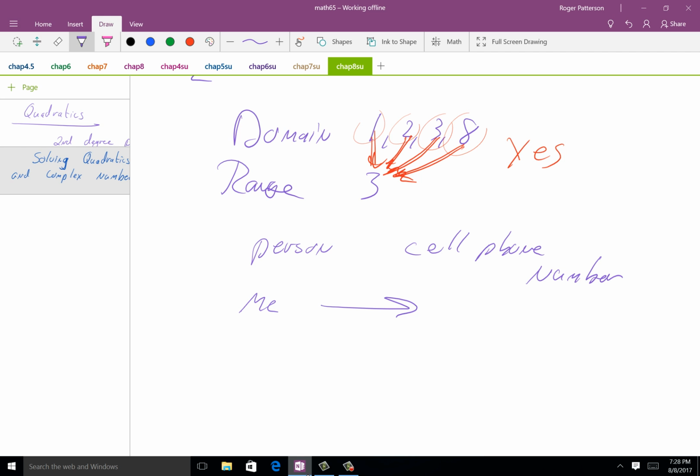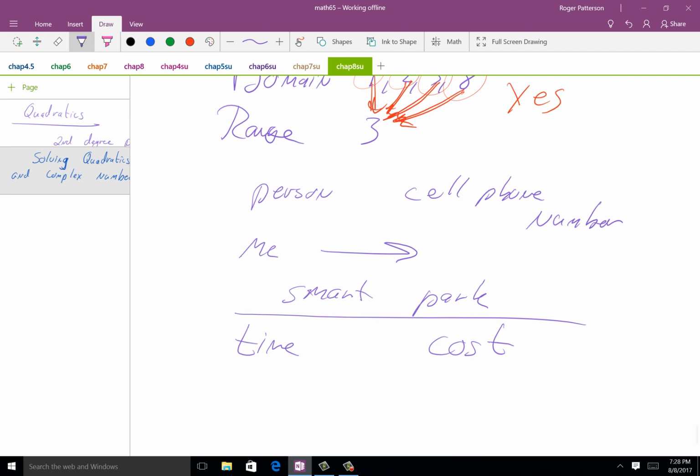What about you go downtown, you park at Smart Park? Time versus cost. How do Smart Parks work? They charge you for how much? Per hour? Per half hour? Okay? So, is this a function then? So if I park for 10 minutes, well, let's say we park for 40 minutes. How much does it cost?